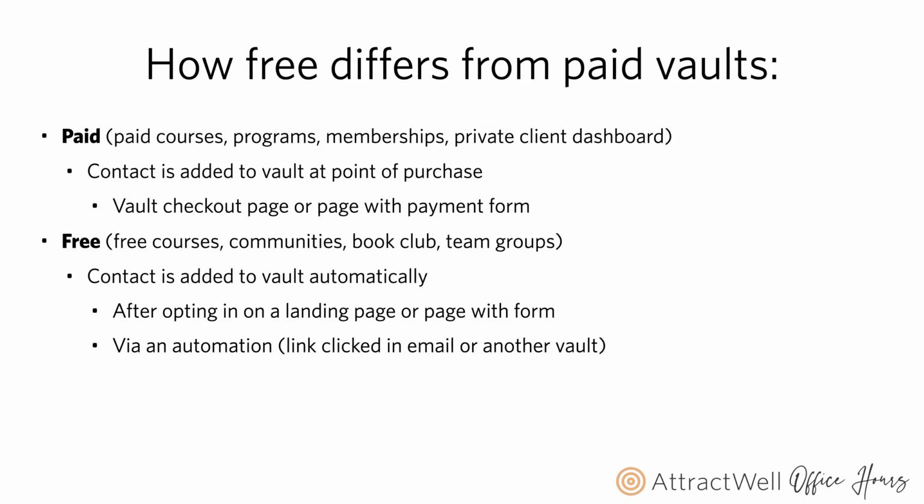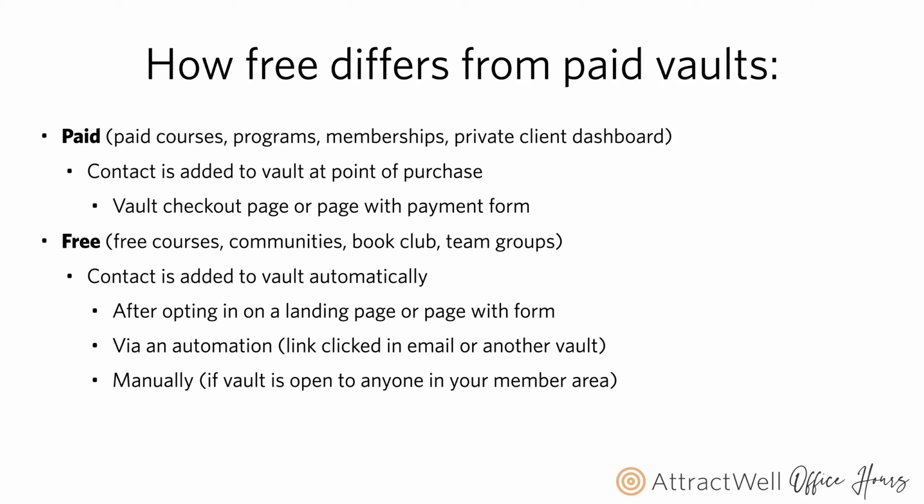So maybe you want to send an invitation to join your free community to people who are on your list. And all they have to do is click a link in their email. That link would be an automation, and that automation adds them to your community vault, right? So they can also one click with an automation in that example, and then manually if the vault is open to anyone in your member area.